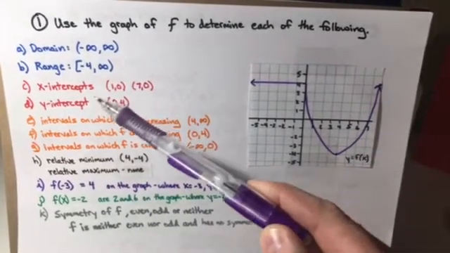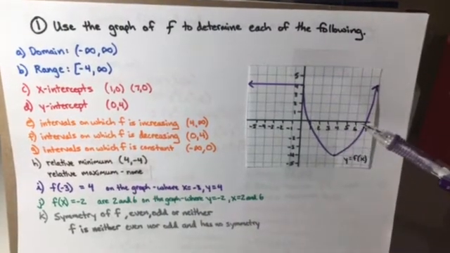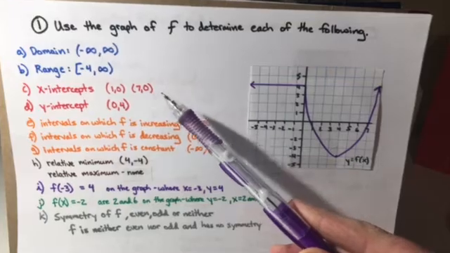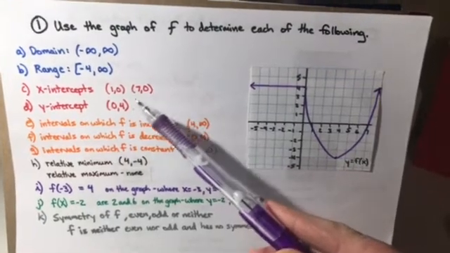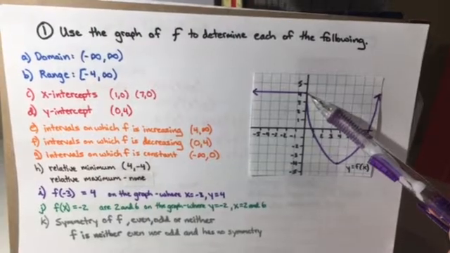So then our x-intercepts are where it crosses the x-axis. So that would be at 1 and 7. I just wrote them as ordered pairs. And our y-intercept is simply right here at the point (0, 4).